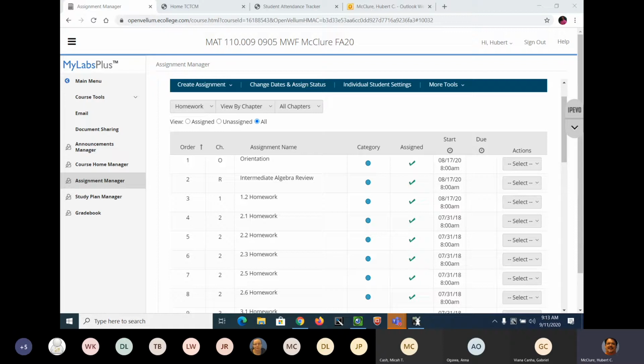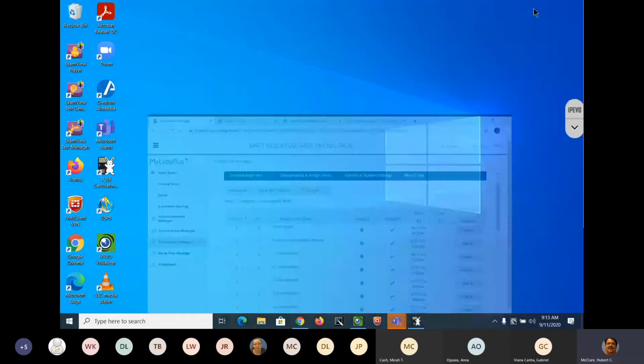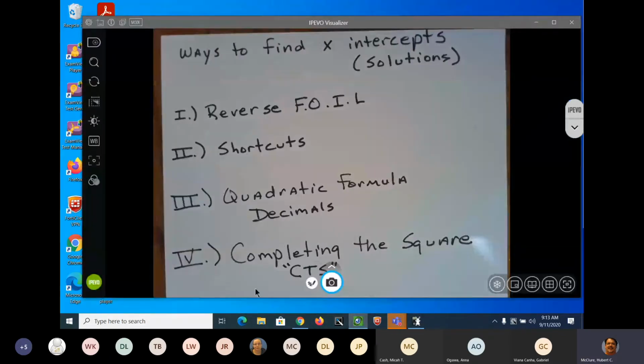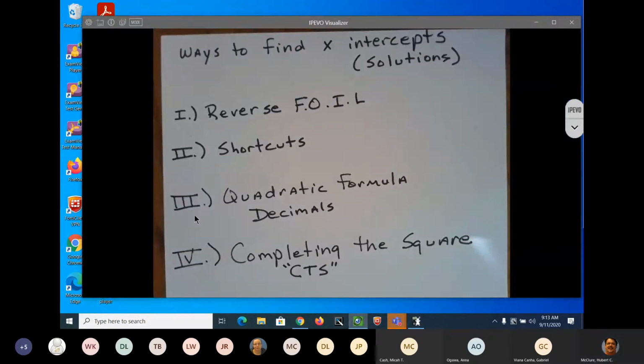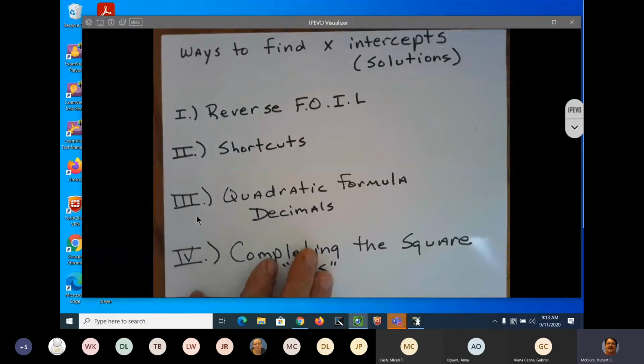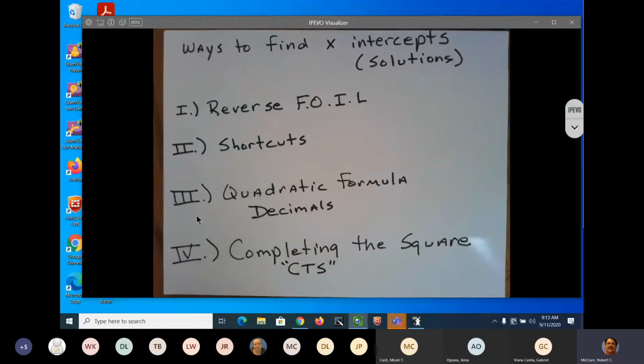A lot of people say, well, it's easier on the calculator. Yeah, but you're depending on the calculator, and that doesn't do anybody any good. All right, so just forget about the calculator. There are 4 ways to find solutions of a quadratic. And that means you need to write these down. There are 4 ways to find the x-intercepts, and that's what we're finding, because you need to find your x-intercepts.